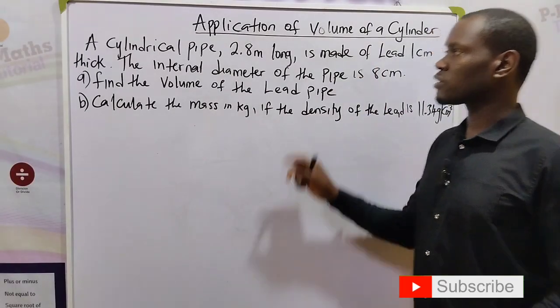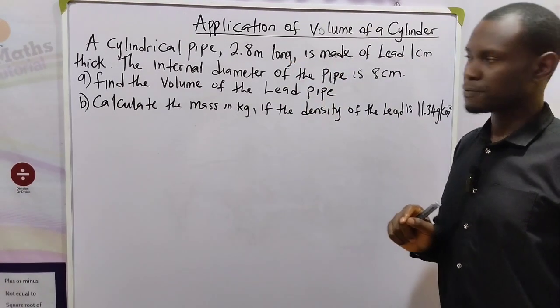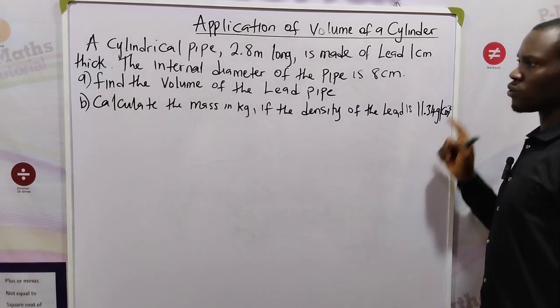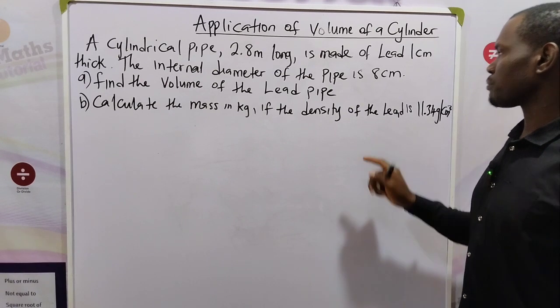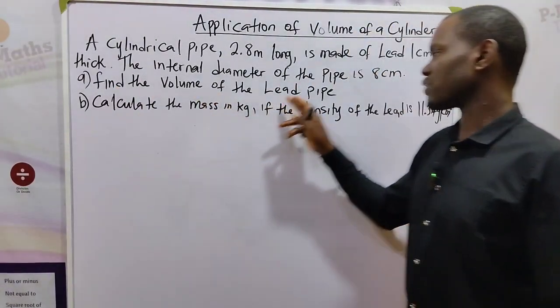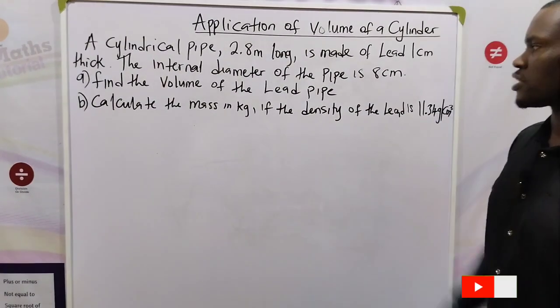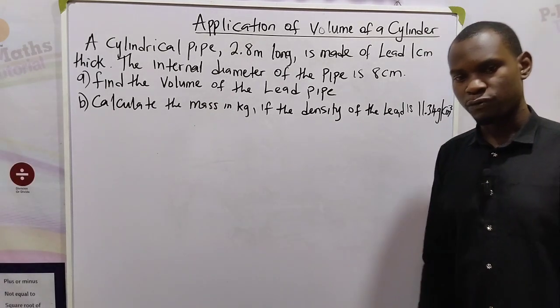In our lesson today, we are looking at a question on the application of volume of a cylinder. A cylindrical pipe 2.5 meter long is made of lead 1 centimeter thick. The internal diameter of the pipe is 8 centimeter. A. Find the volume of the lead pipe. Then B. Calculate the mass in kg if the density of the lead is 11.34.